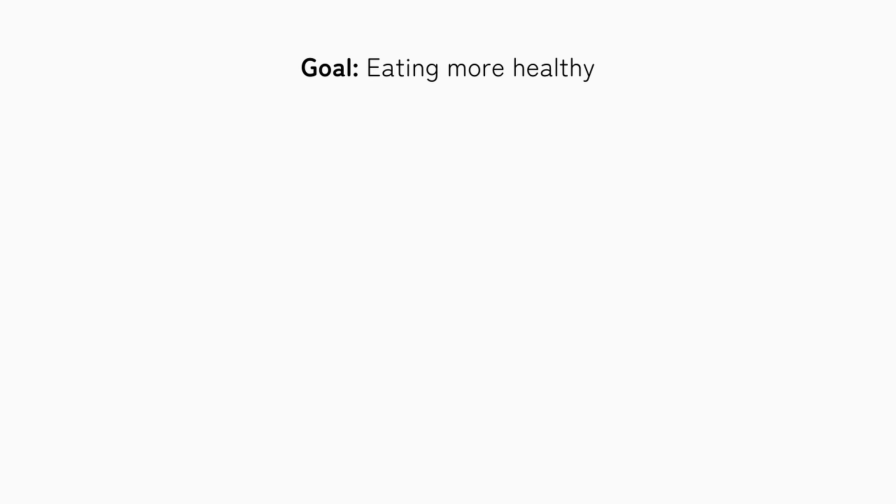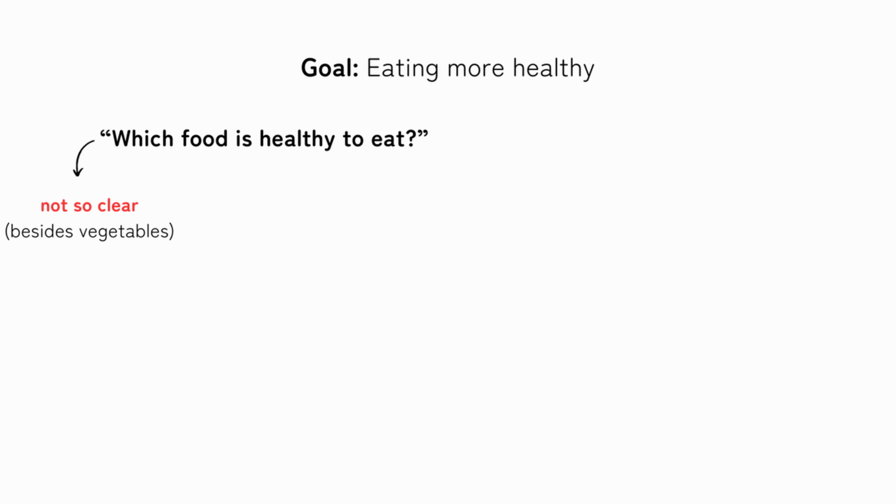Let's take another example of eating healthy. So, when we want to eat more healthy, how do we normally approach it? We would ask ourselves, what food is healthy to eat, right? The problem with this question is that we are not so sure what food is healthy to eat. Maybe besides vegetables, but for example science is often changing, and it's often not so clear or not so visible what is healthy to eat.